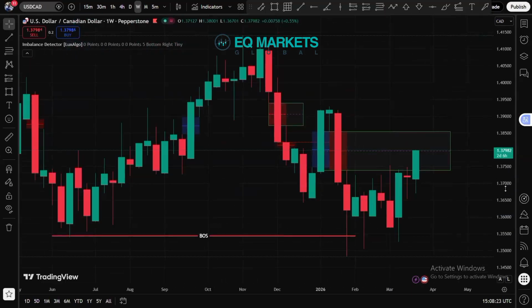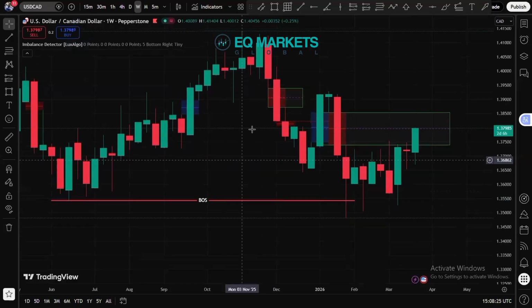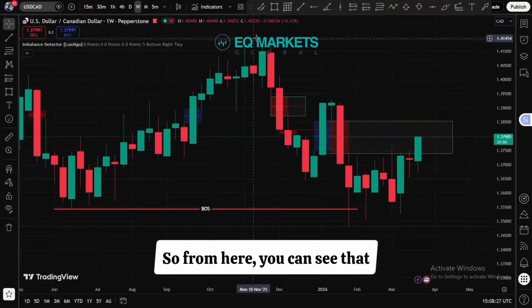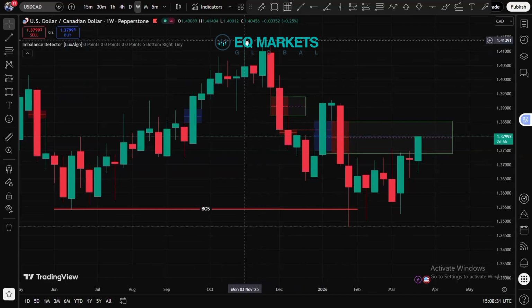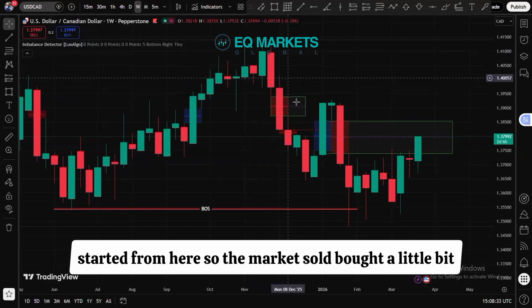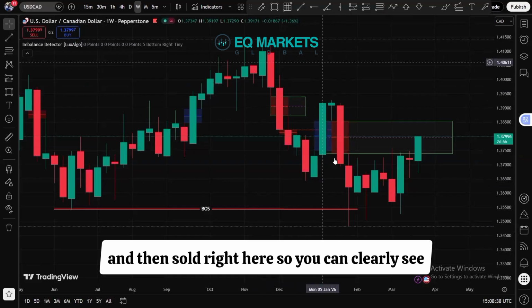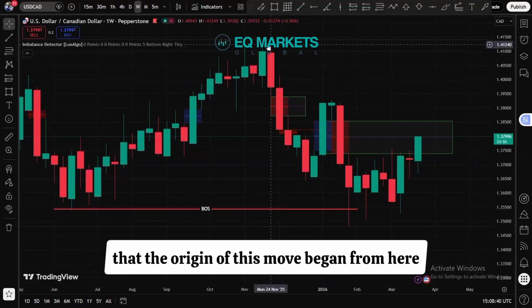Now, how do we now draw our trend line? So from here, you can see that this sell that happened here started from here. So the market sold, bought a little bit, and then sold right here. So we can clearly see that the origin of this move began from here.